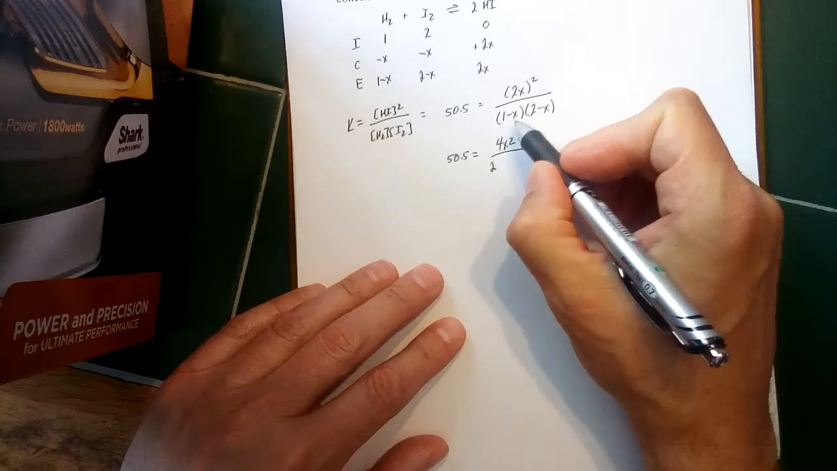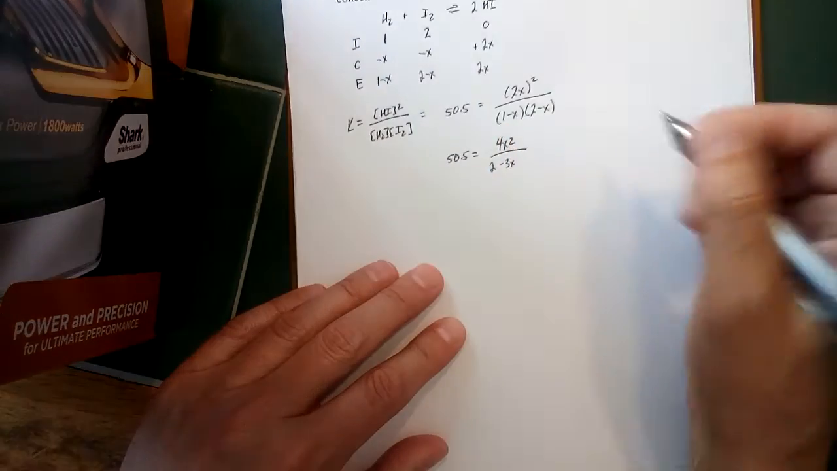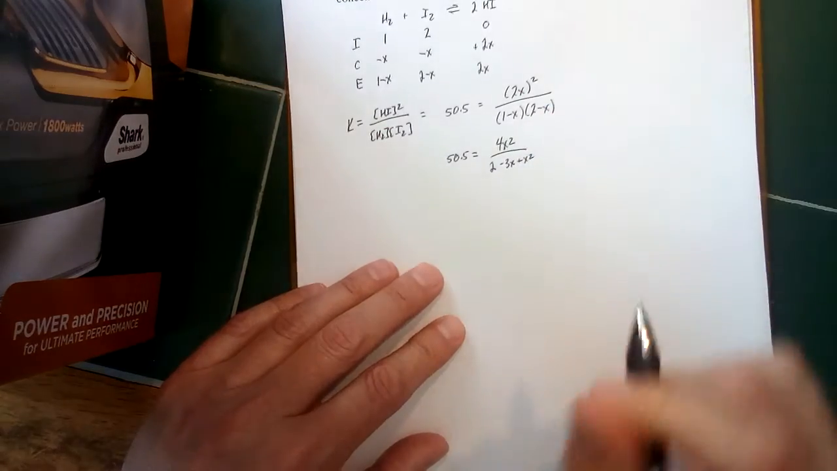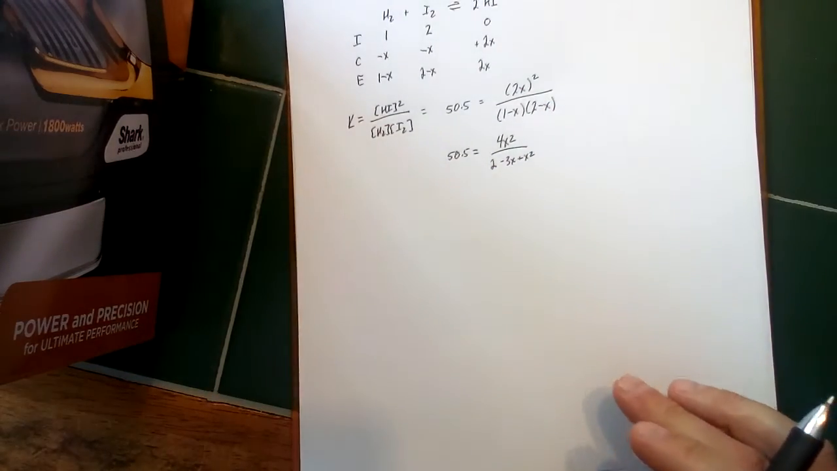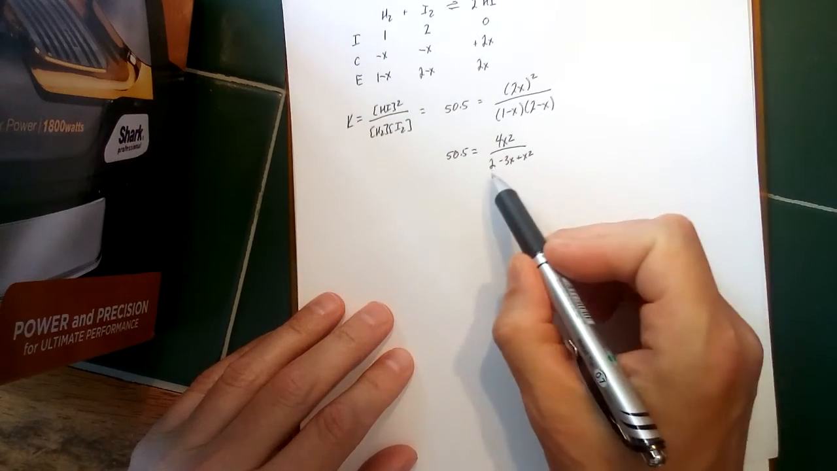Outer would be minus x, inner would be minus 2x. So if I combine those, that would be minus 3x. And then minus x times minus x would be x squared. Now I want to multiply everything in the denominator here by both sides of the equation.